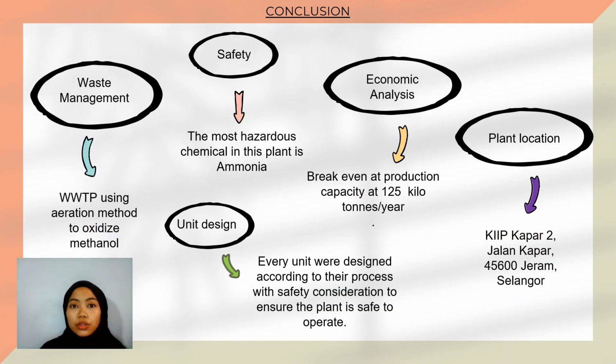For the conclusion, in the safety aspect, the most hazardous chemical in this plant is ammonia. In the economic analysis, the break-even is at a production capacity of 125 kilotons per year. The location selected for our plant is KIIP Kapar 2, Jalan Kapar. The waste management uses the aeration method to oxidize the methanol. And for our unit design, every unit is designed according to its process with safety considerations to ensure the plant is safe to operate.